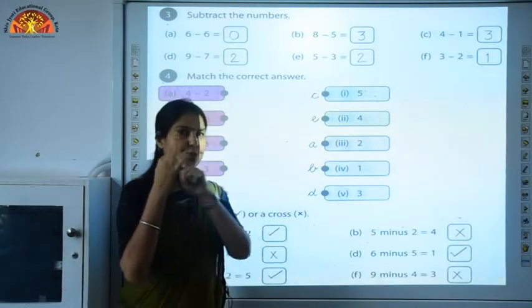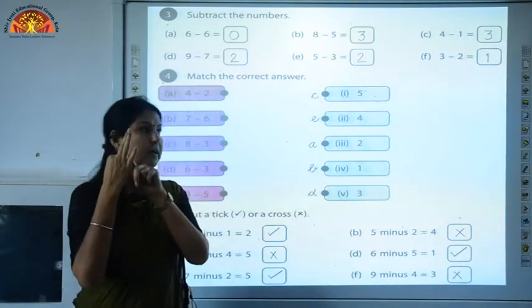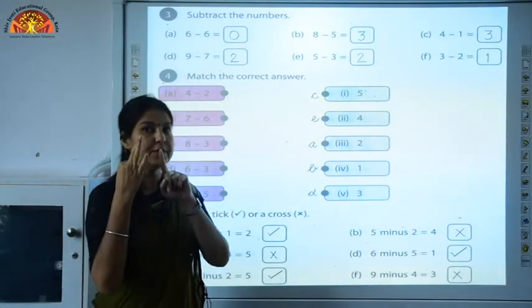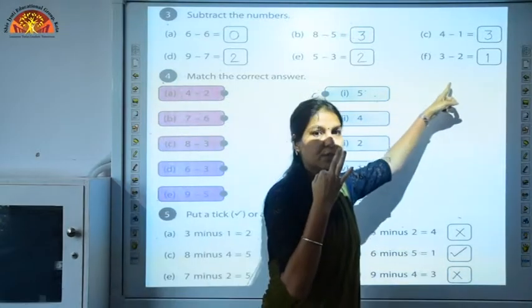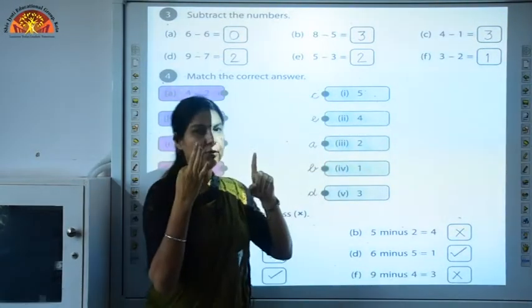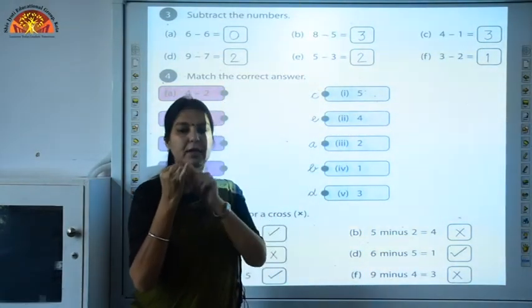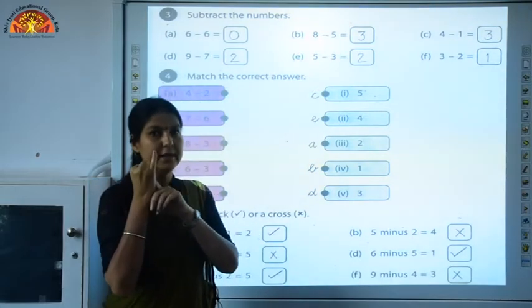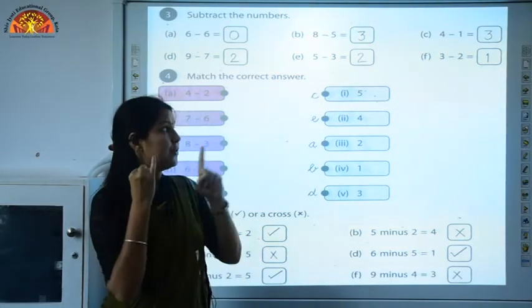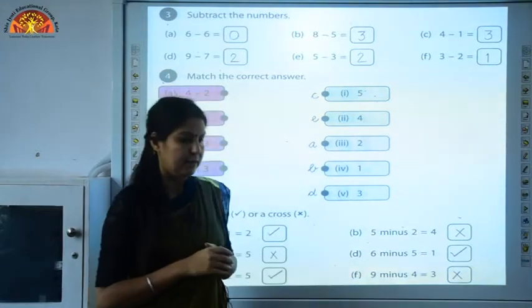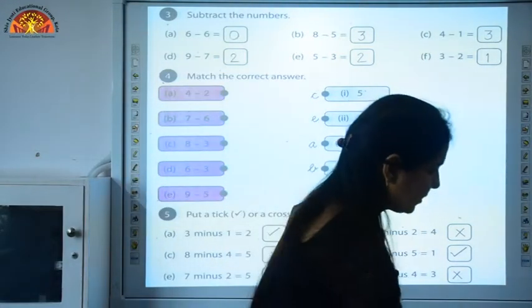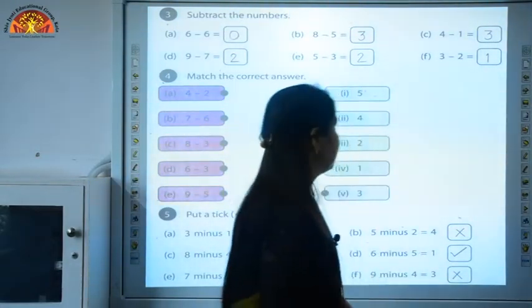Now we will close the remaining fingers. Now start folding the number which is smaller there. 2 is smaller in this sum. So I will fold 2 fingers, 1 and 2. Now how many are left? Only one finger is left. So 3 minus 2 is equal to 1. So children, this is the difference of 3 and 2.